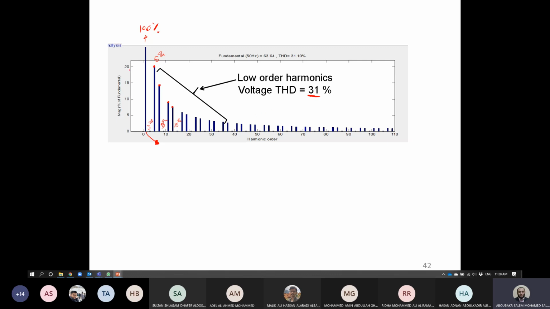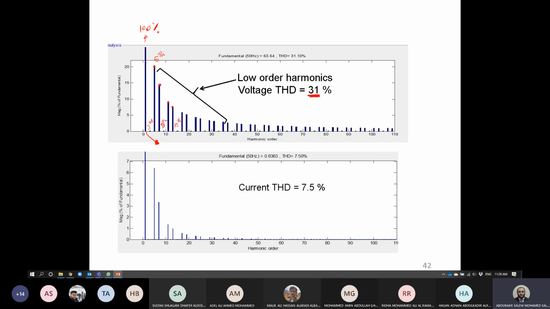But as you can see, the value is high. It's around 20, around 15, around 13, like that. So these values are very effective. Because of that, the THD value is 31 here. If we analyze the current, as in the previous slide, you will find the fundamental is also 100%.